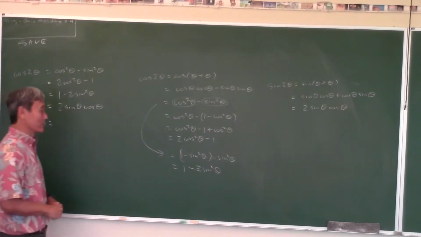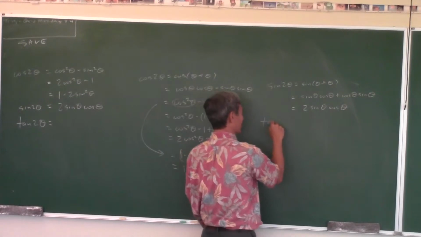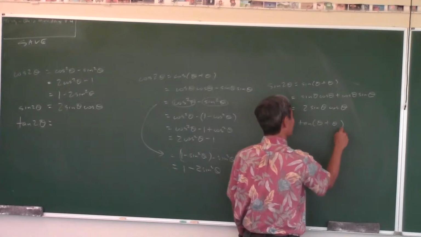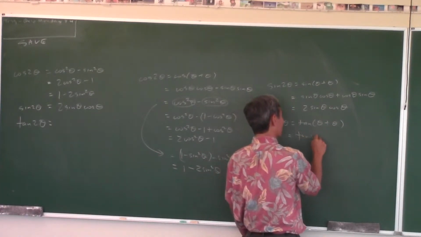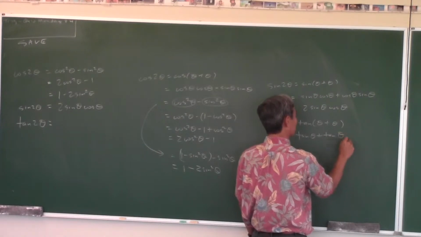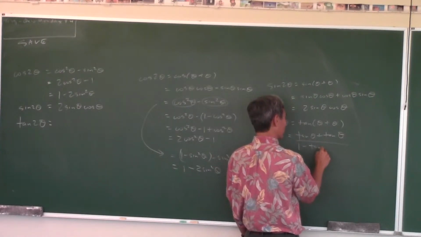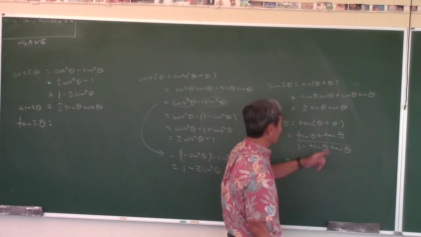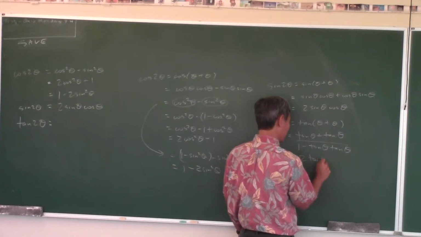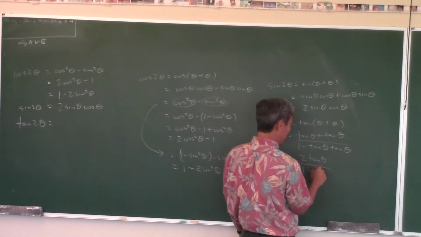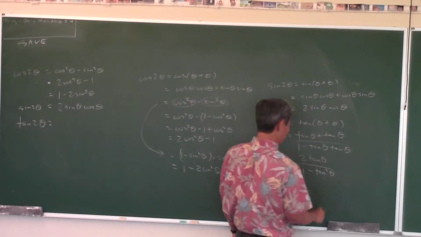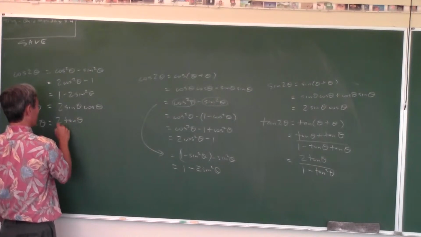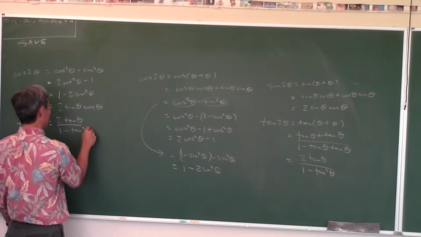And finally, the last one we have to derive is tangent 2 theta. We're going to do exactly the same thing. We're going to split up 2 theta into theta plus theta. So tangent of the first plus tangent of the second, all over 1 minus tangent of the first, tangent of the second. Tangent plus tangent is 2 tangent. Tangent times tangent is tangent squared. And there you go. 2 tangent theta all over 1 minus tangent squared theta.